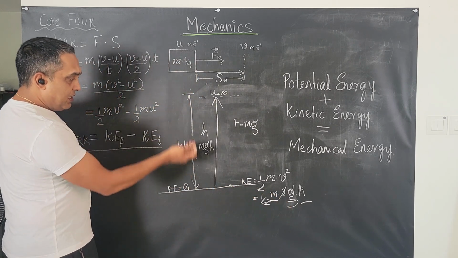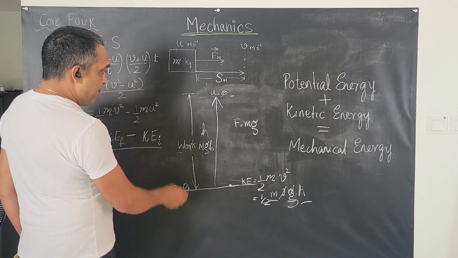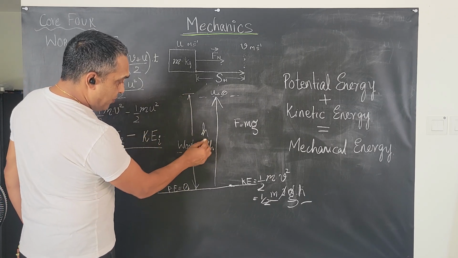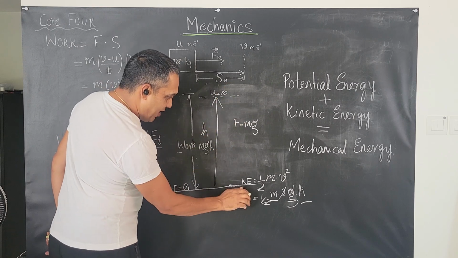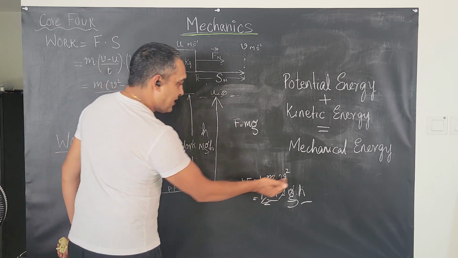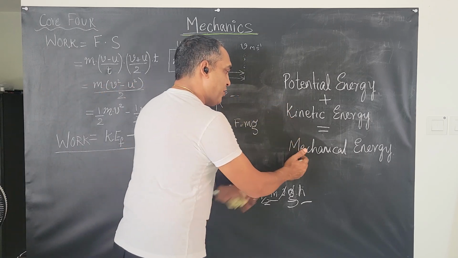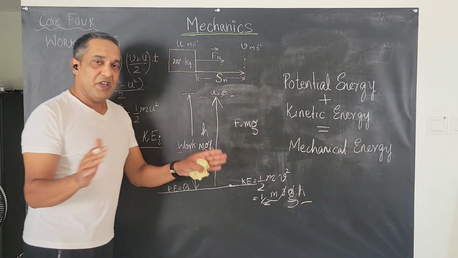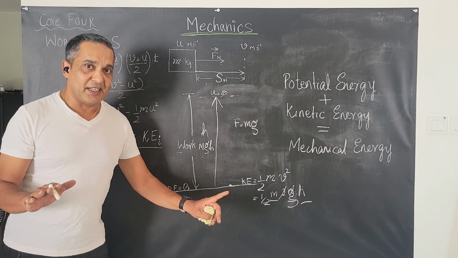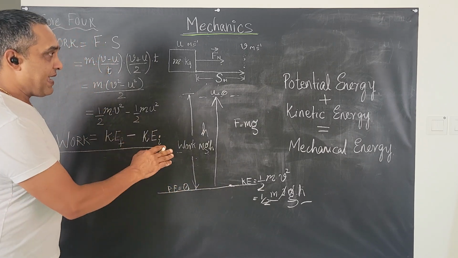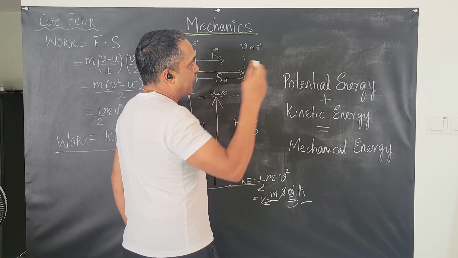So this work effectively would say, if I came up here, my potential energy would probably equal mgh, and kinetic energy was zero, and as I came down, potential energy became zero and kinetic energy became mgh. So potential energy plus kinetic energy, mechanical energy, is always conserved. With no other force other than gravity acting on an object, mechanical energy is always conserved. Principle of conservation of energy.